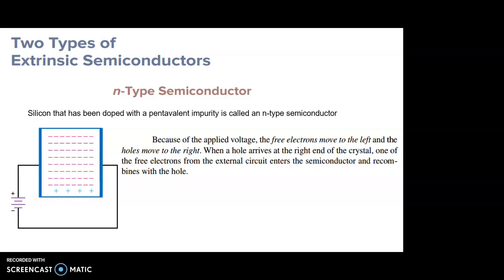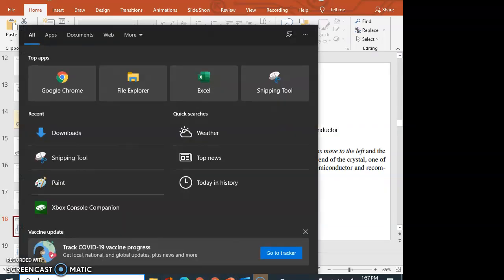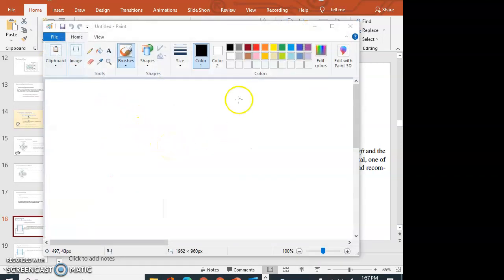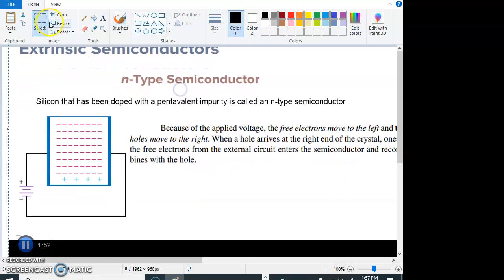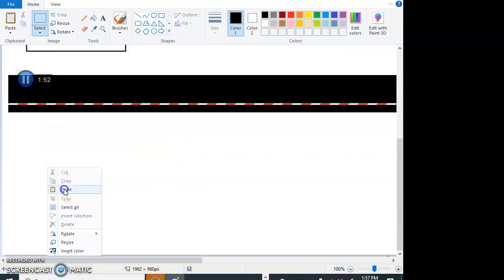So this time, let's go deeper. We will discuss the two types of extrinsic semiconductor, and that is the N-type and the P-type semiconductor. In order for you to understand, let's first have a drawing of this, no? Let's use Paint. So I will now be adding to this discussion. There are two types of extrinsic semiconductor. The first one is this.